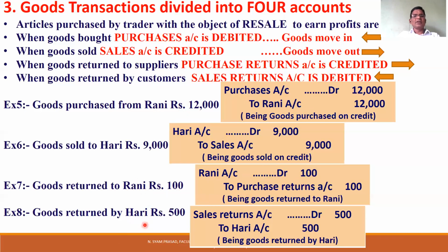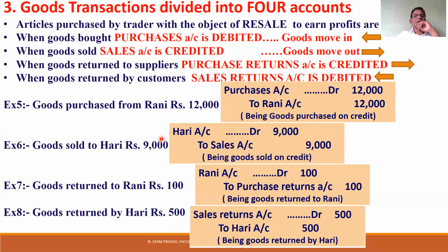Goods returned by Hari. We sold goods to Hari on credit for 9,000. In that, 9,500 worth of goods are defective. He is returning the goods, so goods are coming in. When goods come in by way of return, sales returns account is debited, and the giver, Hari, is credited. All are credit transactions. But remember, this is very, very important.